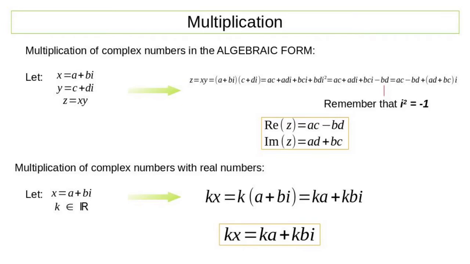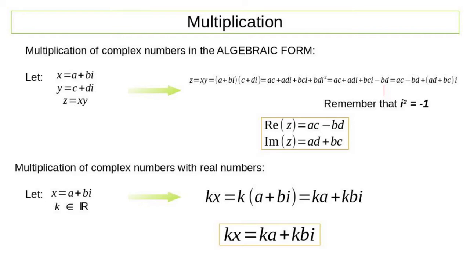In this section we will see how to calculate the multiplication of two complex numbers in their algebraic form. Let us consider again the complex numbers x and y, expressed as a plus bi and c plus di. We will then calculate z, corresponding to x times y. To calculate z, we multiply all the terms of x and y, as we would do with the multiplication of two binomials. In this case, you have to remember that the imaginary unit, i, is the square root of -1. So i squared is -1.